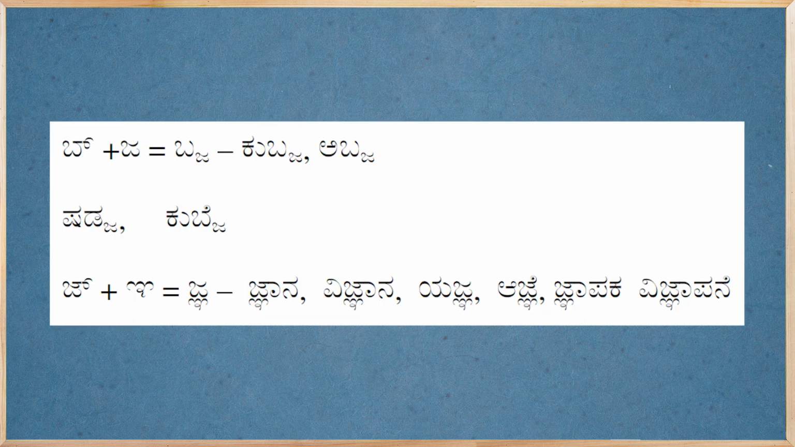Non-germinated cluster representation is as follows. B plus J becomes J, like Kubja, Abja, Shadja, Kubje. Similarly, J plus Nya becomes Gnya, Jnana, Vijnana, Yajna, Agne, Gnapaka, Vignapane.